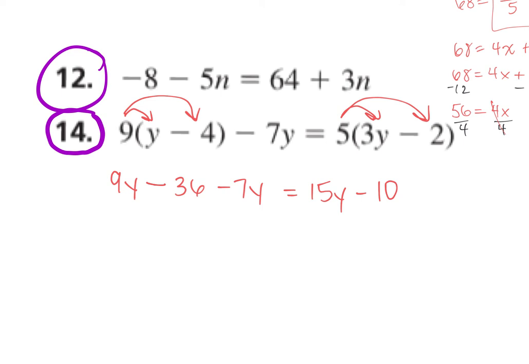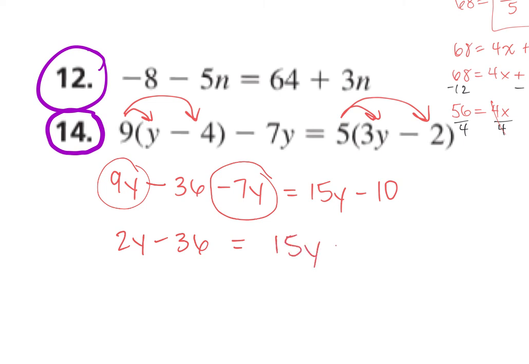Okay, Andres, I have a question for you. If we have 9y minus 36 minus 7y, before we start moving stuff around, what do we need to do? We combine like terms of 9y and -7y. Excellent. And when I combine these two, right, what do I get? 2y minus 36 equals 15y minus 10. Now we can start moving stuff around because nothing else can be combined, okay?